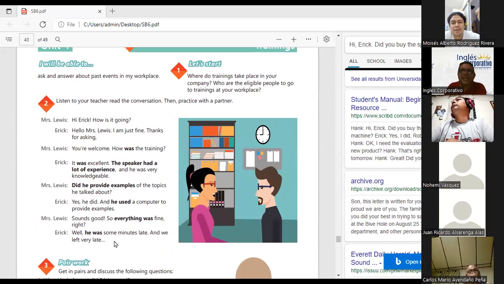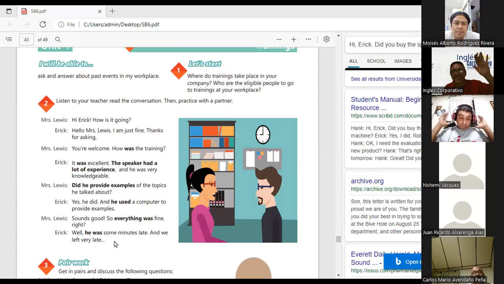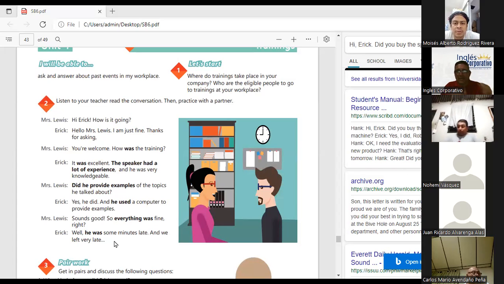Can be. Izquierdo, yes. And out. Exactly. So left has different meanings. Right, left. Right, left. That is one. Also left is the past tense of leave. It's the past tense of leave. And we left late. Y nos fuimos tarde. Nos retiramos tarde. Pues sí.